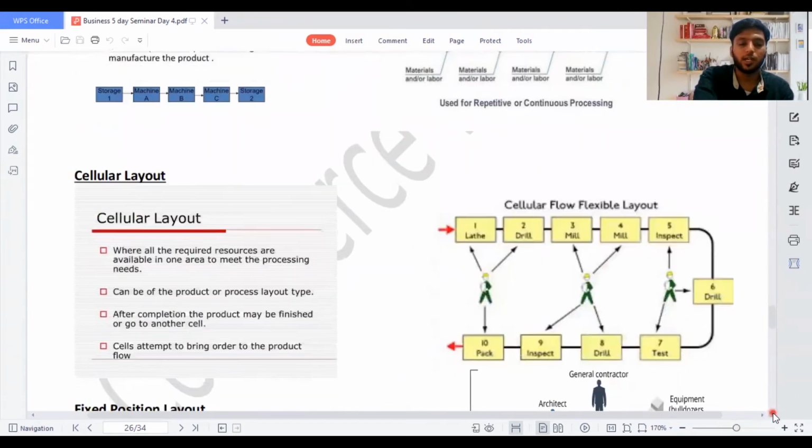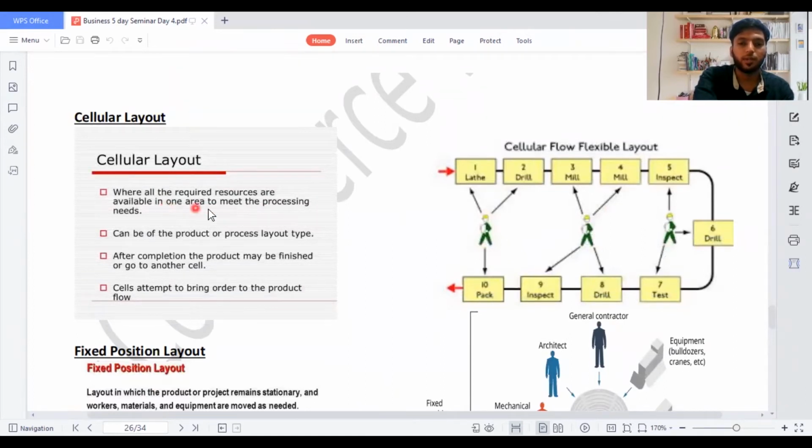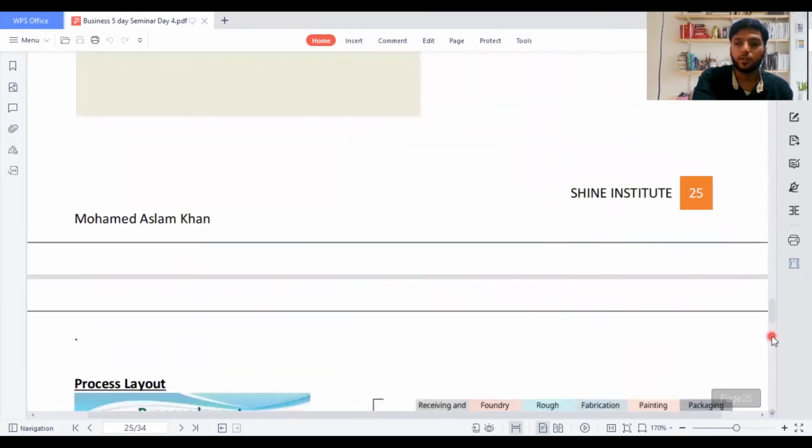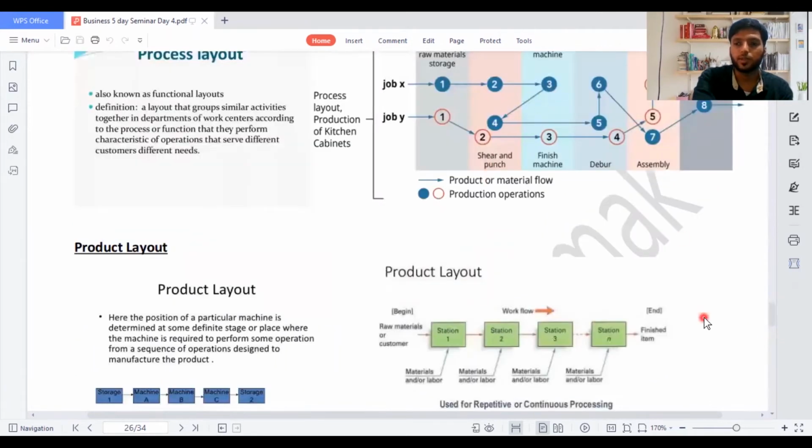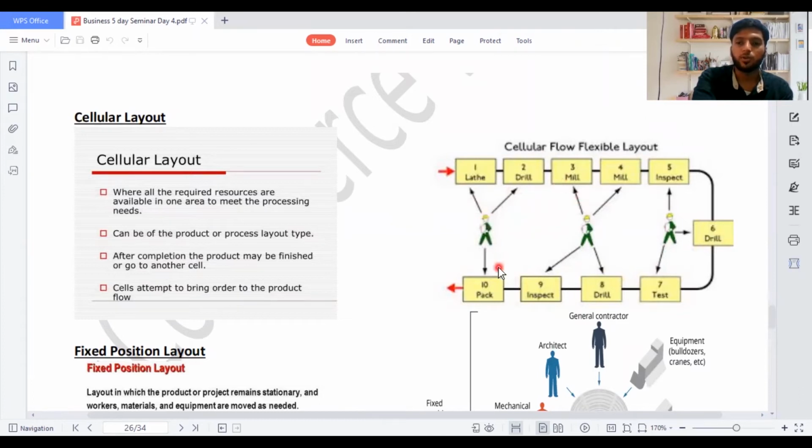And the third one we call cellular layout. Cellular layout is where all the required resources are available in one area to meet the processing needs, and it can be of the product or process layout type. After completion, the product may be finished or go to another cell. Cells attempt to bring order to the product. So here the employee can be in any station he likes. He can go and help, and he can also supervise how the work is happening in each station. Normally in a company, the employee moves in a particular process way. But here there's no rule like that. You can just go and see how the inspection is going, see that this guy is watching these 3 departments, this guy is watching these 4 departments. So they can go and watch how the work is done in cellular layout.